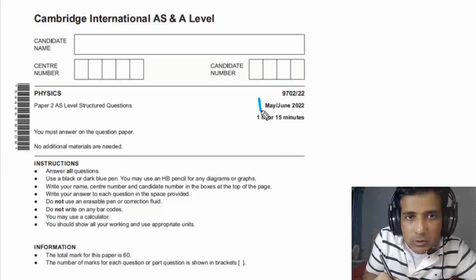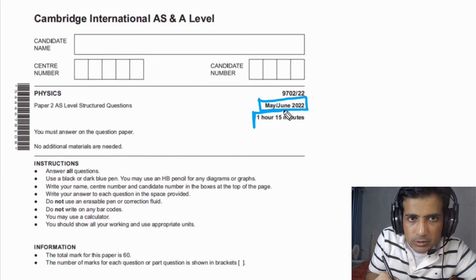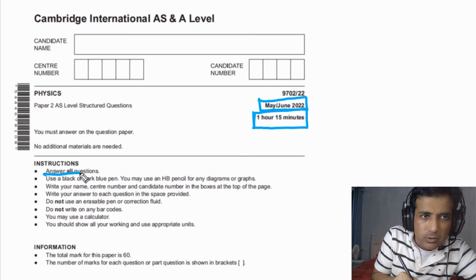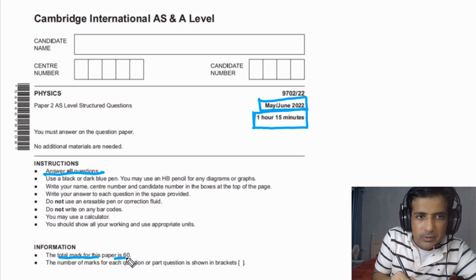In today's class, we are talking about the May June 2022 exam paper, and the total time for this paper is 1 hour and 15 minutes. You need to answer all questions on this paper, and the total mark for this paper is 60.